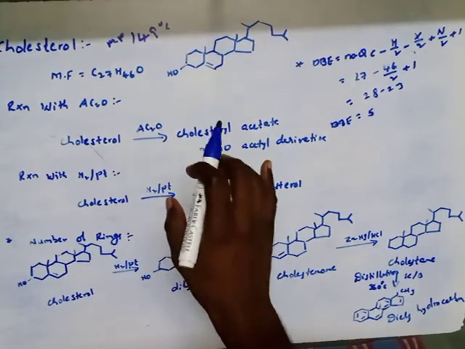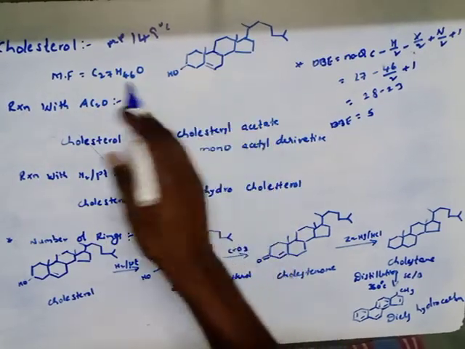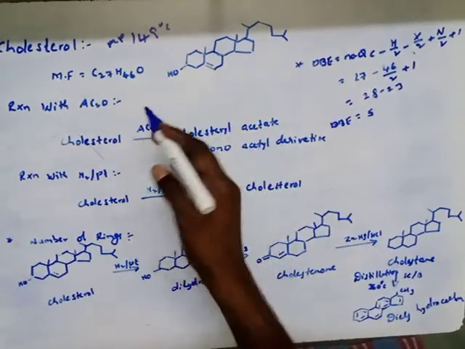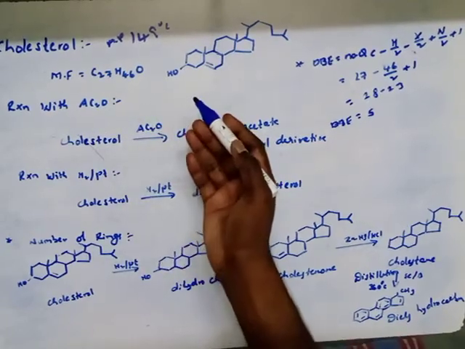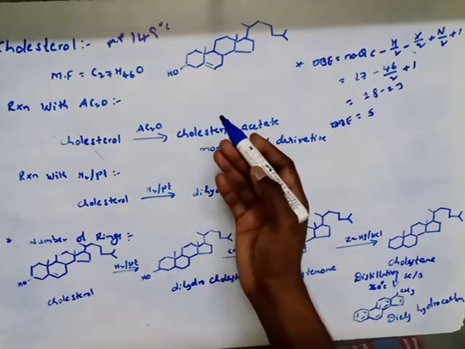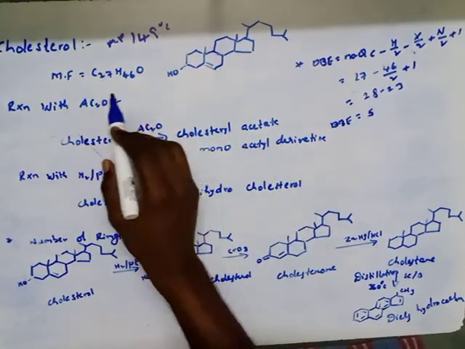Cholesterol occurs in free form. The main sources of cholesterol are the brain, gallstones, fish liver oil, and spinal cord. These are the main sources of cholesterol.